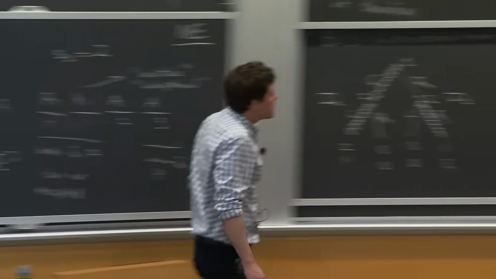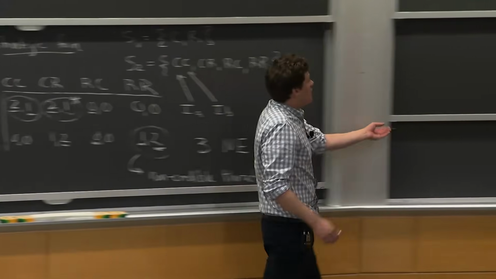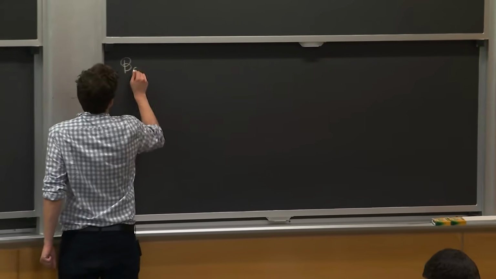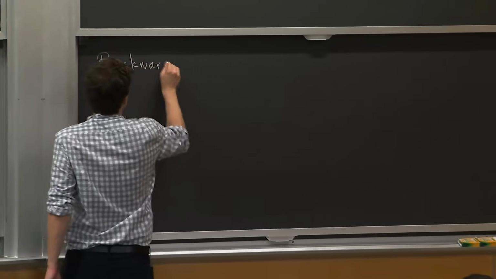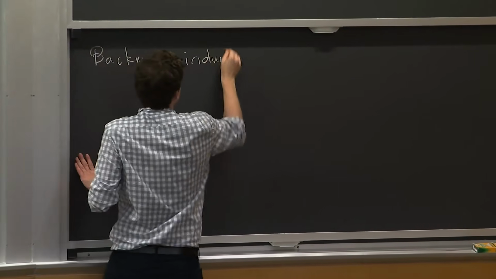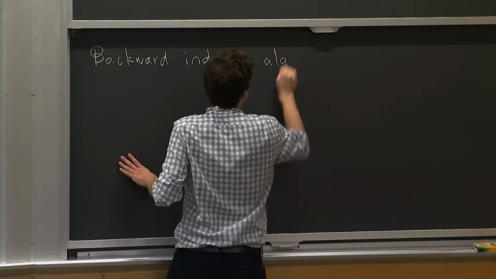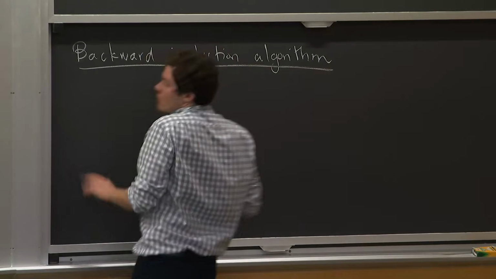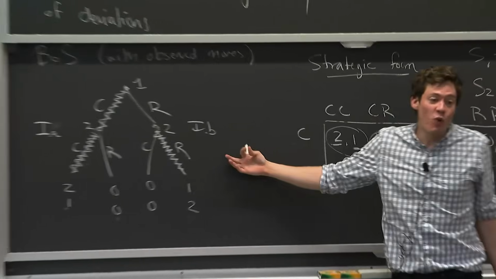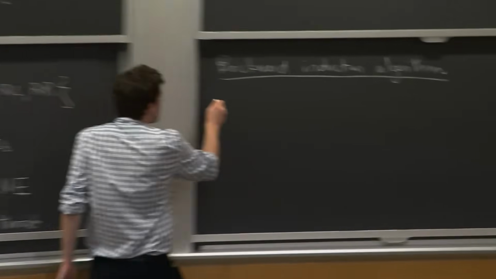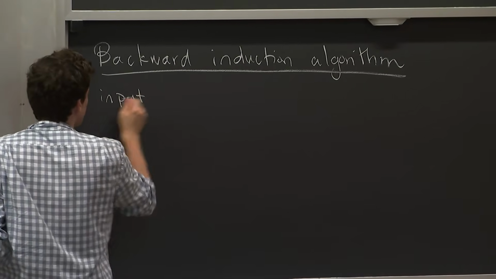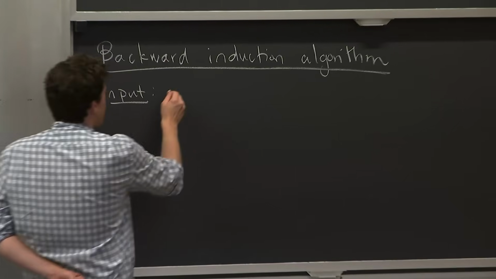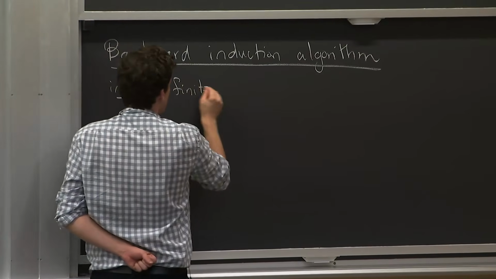OK, so now let's be a bit more formal, or just say what our algorithm is. We'll call this the backward induction algorithm. So we already did it here, right? The algorithm is you work backwards, but let's say what that means. Well, first, what's the input to the algorithm? Formally, the input to the algorithm is a finite extensive form game.